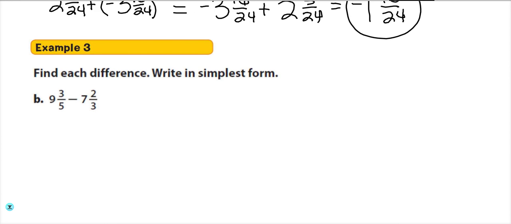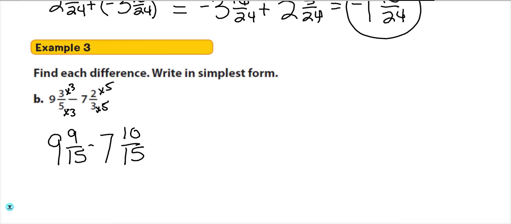All right, let's try example 3. All right, this time we're subtracting. All right, so first we need to get the common denominator. So we know it's going to be 15. You can just look at it and tell. So we're going to multiply these by 3, these by 5. All right, so let's go here. So we have 9, and we have 9 over 15 minus 7 and 10 over 15.